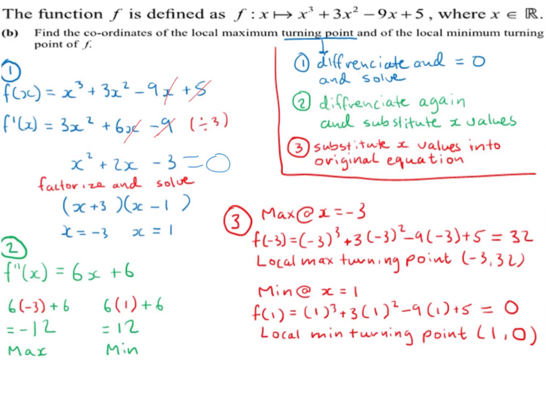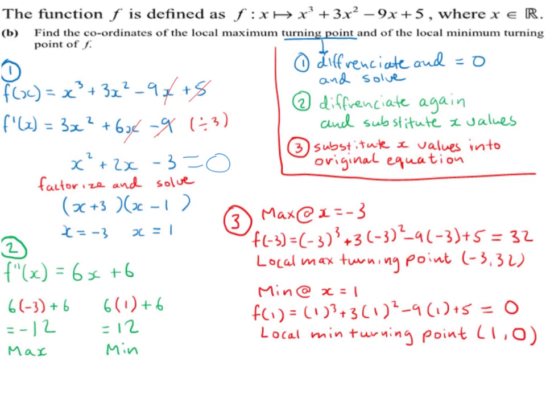We do the same thing when x is equal to 1, subbing it into the original function. So f of 1 is going to be 1 cubed plus 3 times 1 squared minus 9 times 1 plus 5, which gives us 0. So we have an x value of 1 and a y value of 0. So we have a local minimum turning point at 1, 0. So an x value of 1 and a y value of 0 gives us a local minimum turning point at 1, 0.